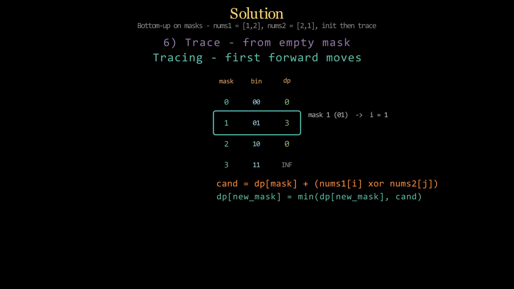Switch to mask 1. Popcount is 1, so nums1 index 1 is next. Bit 0 is already set, so the only free j is 1. Candidate cost is DP at 1 plus 2 XOR 1, that is 6, relaxing into the full mask.